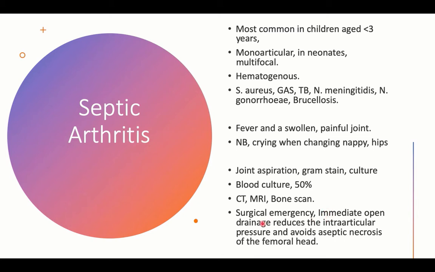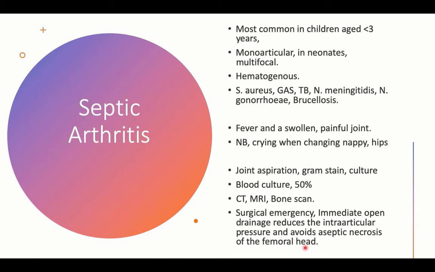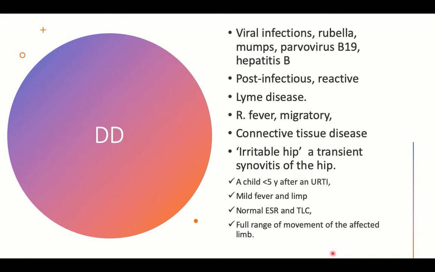So immediate open drainage reduces the intra-articular pressure and avoids avascular necrosis of the femoral head in case of septic arthritis of the hip joint. Tuberculosis loves the hip joint. Okay, most common site for tuberculous arthritis would be the hip joint, ending by this complication.